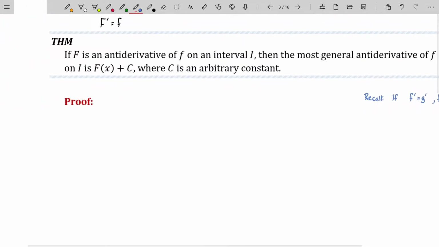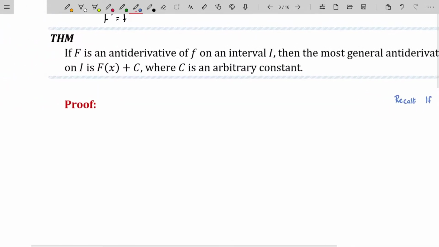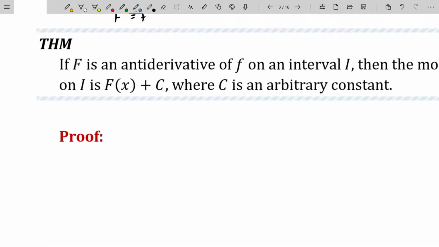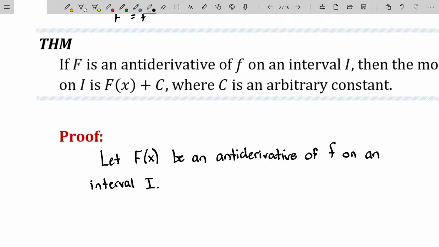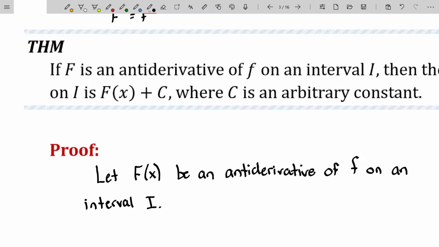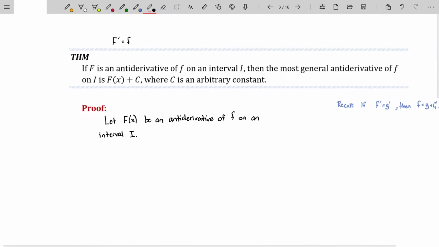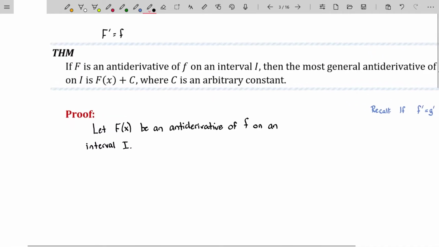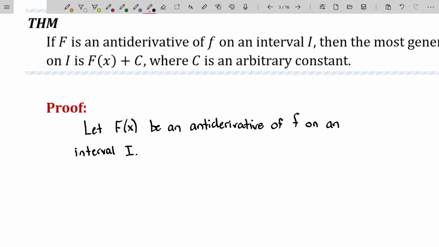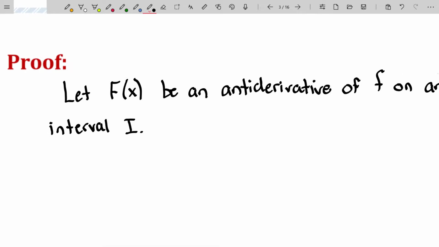Let's go ahead. We'll start with this: capital F is an antiderivative of little f on an interval I. That's the antecedent for this theorem. And we want to prove the consequent, right? Then the most general antiderivative is just capital F of x plus c. What we're going to do is just allow a function g to also be an antiderivative.